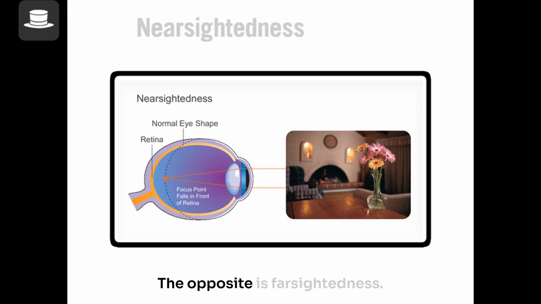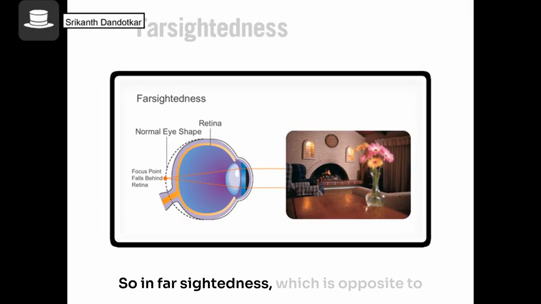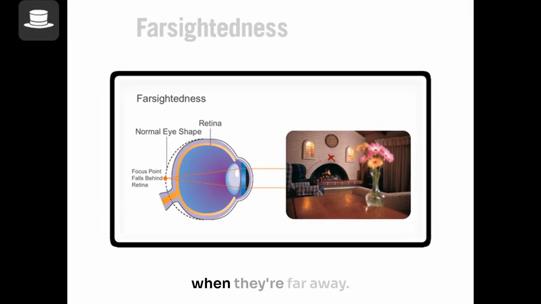And the opposite is farsightedness, and that's what we'll talk about in the next slide. So in farsightedness, which is opposite to nearsightedness, you can see things clearly when they're far away. It's because of this deformity. One of the reasons is the deformity in the structure of the eyeball, and it's not circular, but it is vertically oval shaped. And the light that is reflected from the object that you're trying to focus on does not form on the retina, but forms behind the retina. So the focal point falls behind the retina.